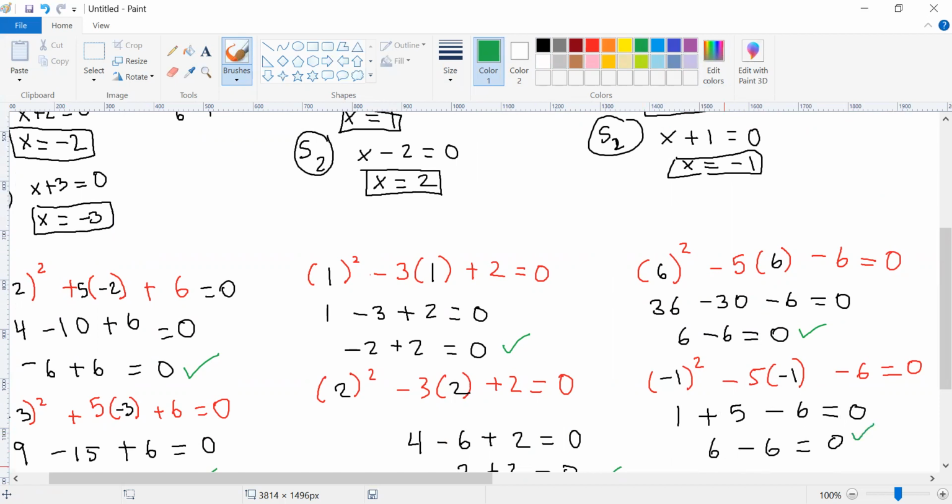Right, so let's go to Desmos and graph x squared minus 5x minus 6 is equal to 0. Right, so if we check, we know that one root is negative 1, and another root is positive 6. Okay, so that's it for this video.